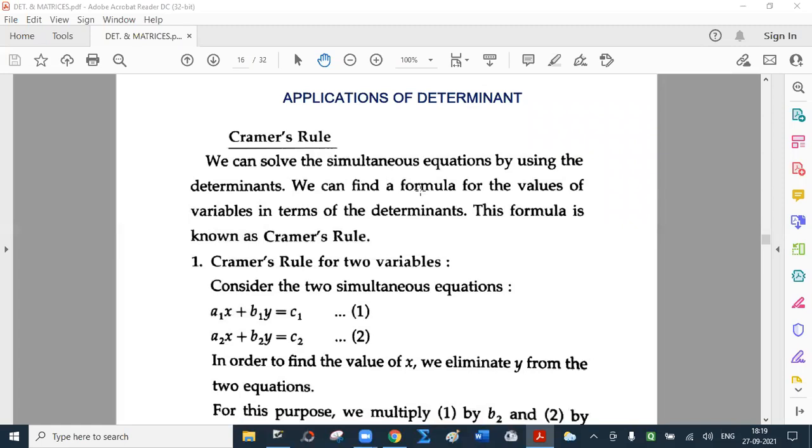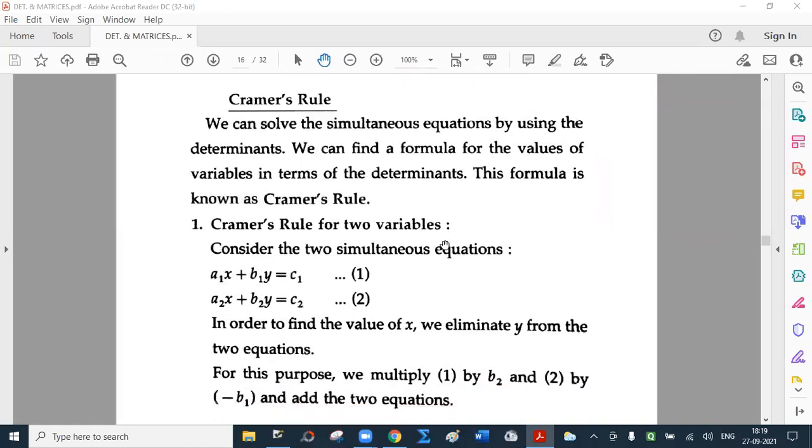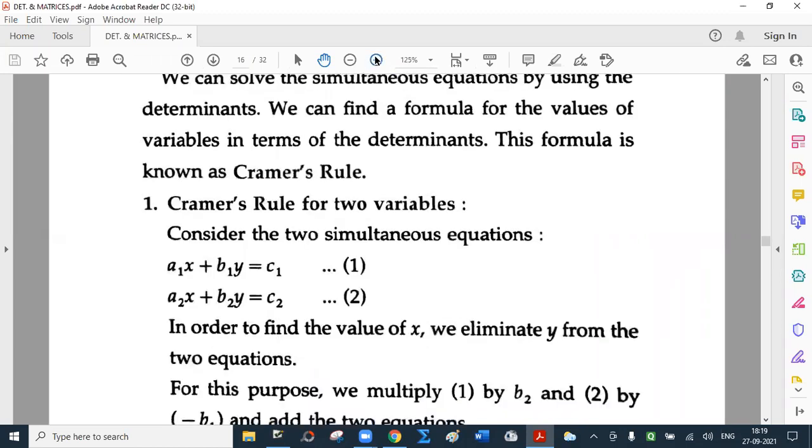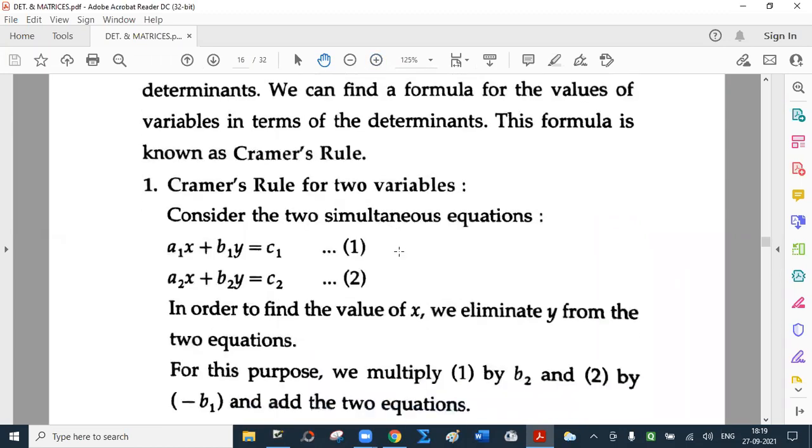We can find a formula for the values of variables in terms of the determinants. This formula is known as Cramer's rule, suggested by Cramer. So what is Cramer's rule for two variables? Consider two simultaneous equations, a1x plus b1y equal to c1 and a2x plus b2y equal to c2. Now, how to solve this?